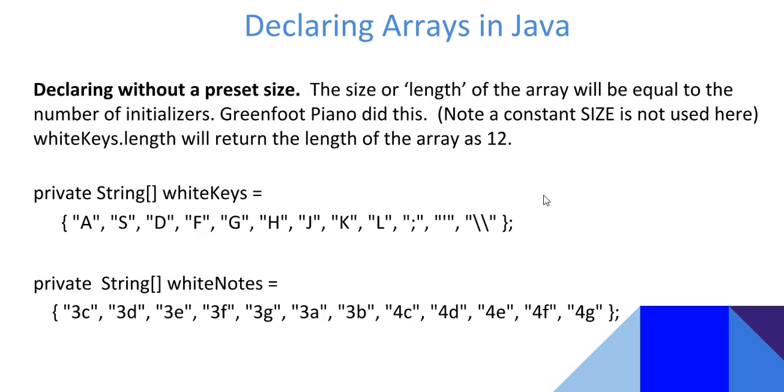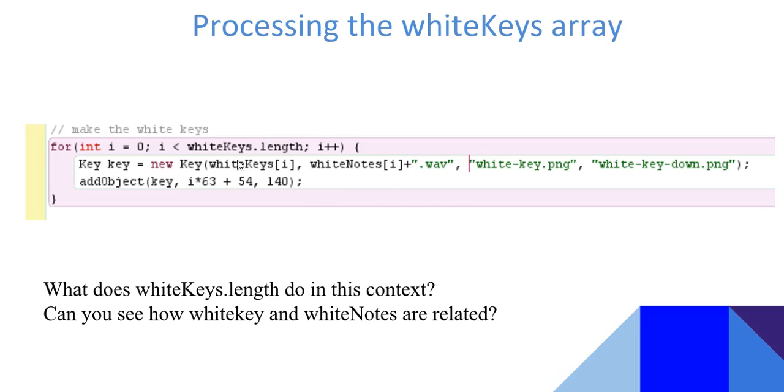When you did the piano project, it used arrays, and it did the declarations with an initialization list. It didn't use a constant because it doesn't need to. If you have an initialization list, you don't actually have to have one. And so if I just use this list like that, that array will have a size of 12. I can still use the length property, and they actually use that when they populate the arrays in Greenfoot. They use this whiteKeys.length, which is the number of elements. What's unique here, though, is whiteKeys is paired with whiteNotes. This is a special occurrence in arrays when you have a one-to-one correspondence.